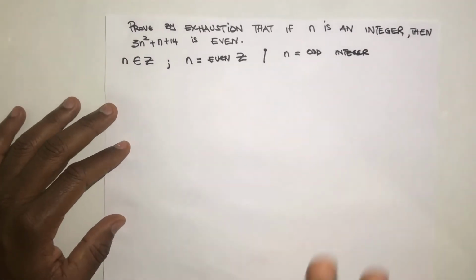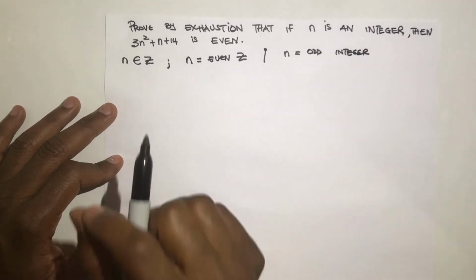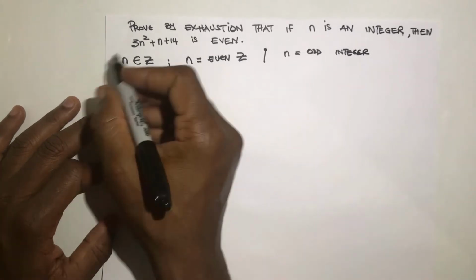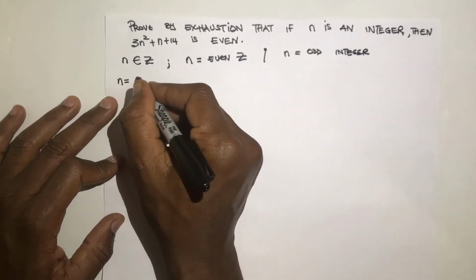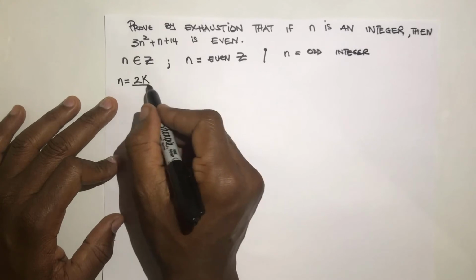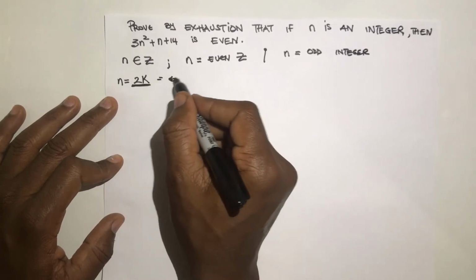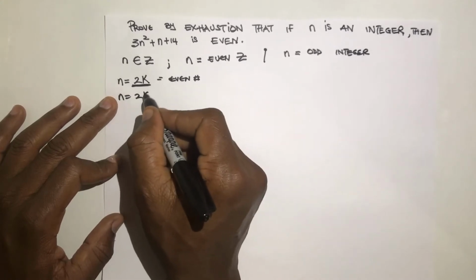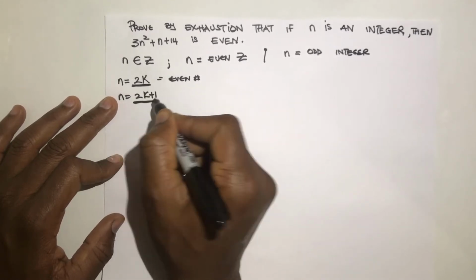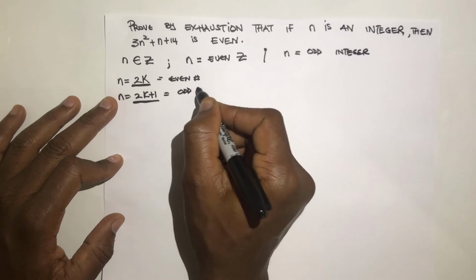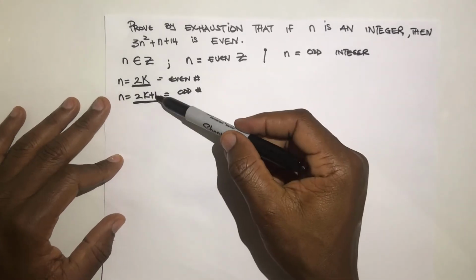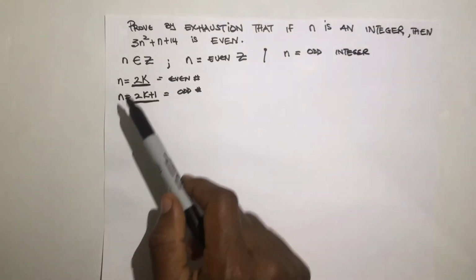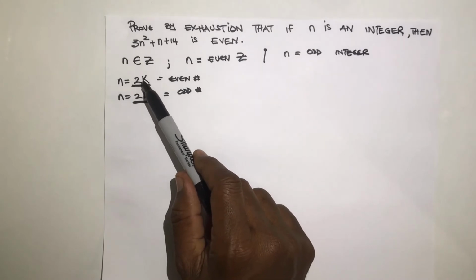Now to note, denoting positive and odd integers, the general form is where n is equal to 2k, 2k denoting an even number, or n is equal to 2k plus 1, where 2k plus 1 denotes an odd number. And this is really standard in that whatever k is, it's just an integer.